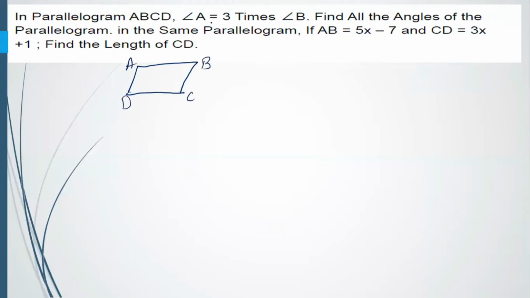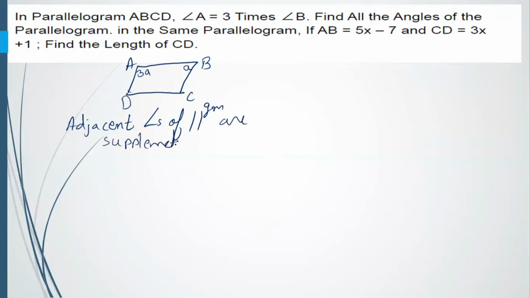It says that angle A is 3 times angle B. So if I take angle B as a, then angle A is going to be 3a. Now, it is a parallelogram, right? So we know that adjacent angles of a parallelogram are supplementary. If the adjacent angles are supplementary, that means they add up to 180 degrees.